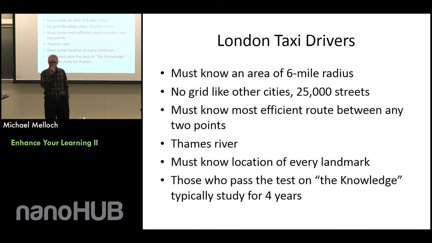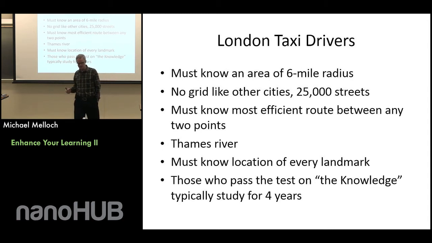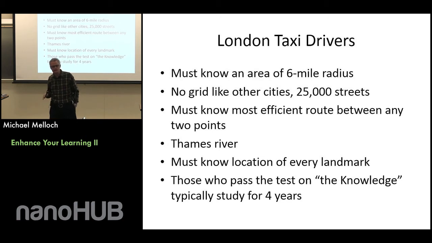Okay, another study. London taxi drivers. They have to know an area that has a 6-mile radius. There's 25,000 streets. London is not in a grid. It's a mess. To get a license, they also have to know the most efficient route between any 2 points. The Thames River cuts through. To complicate things, they must know where every landmark is. And the test they have to take is called the knowledge. And it typically takes 4 years of study.